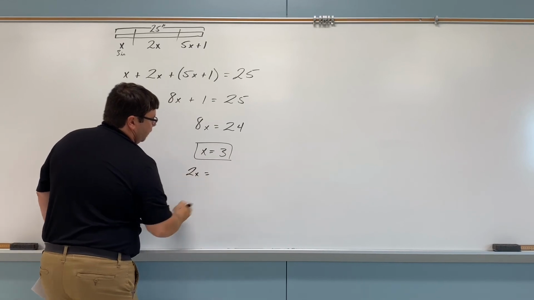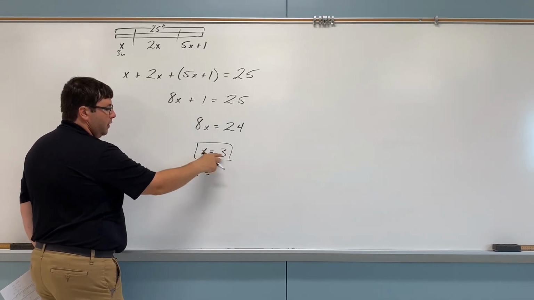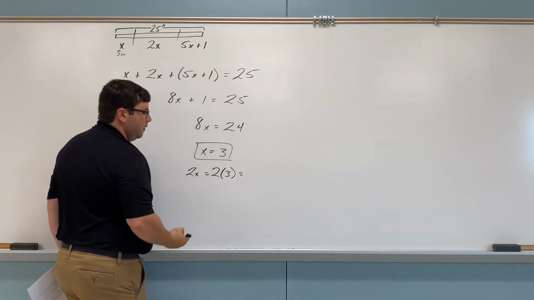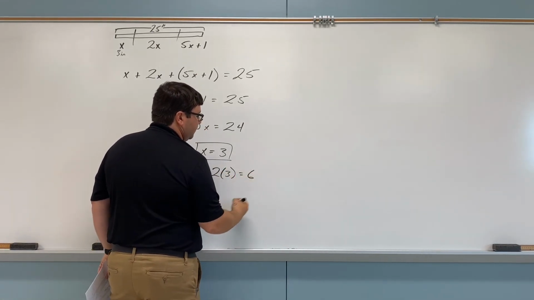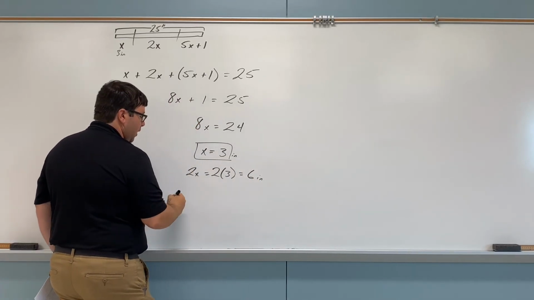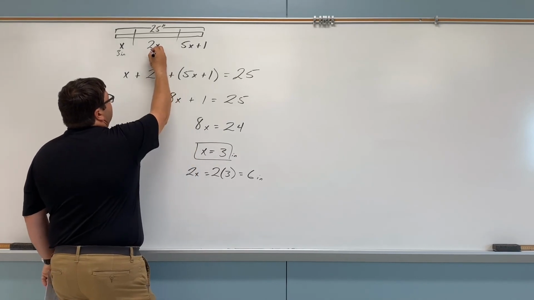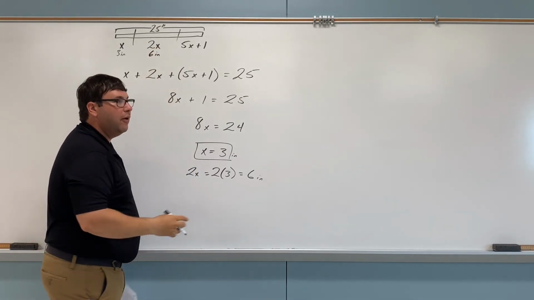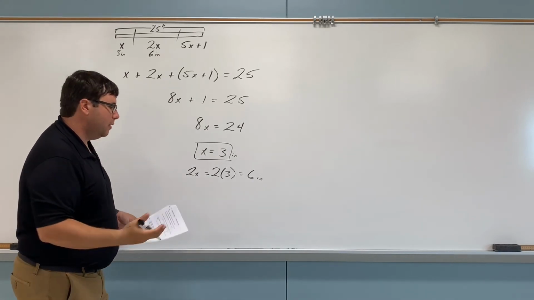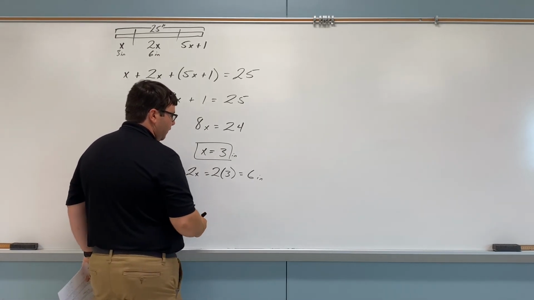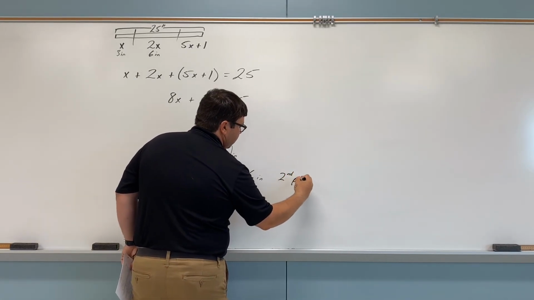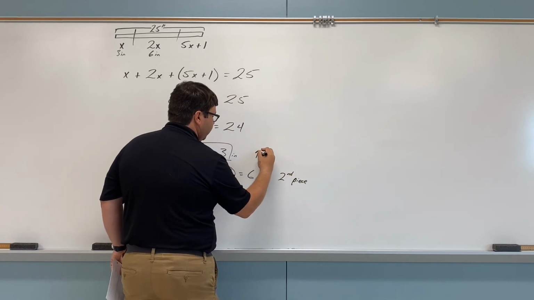What is 2x? Well, if x is 3, it's technically 2 times 3, right? Or 6. And that's inches. I'll go ahead and put my units up here as well. That's inches. So my second piece is 6 inches. I always like to go back and add it to my diagram as well. It makes me feel more complete in my problem. It's not a necessary step. But this is your second piece. This is your first piece.